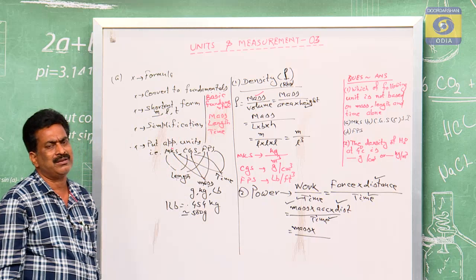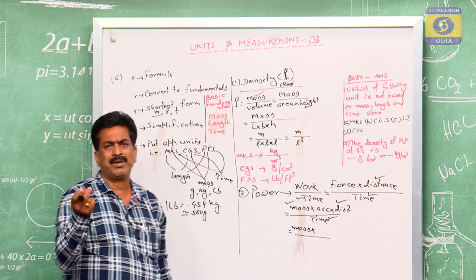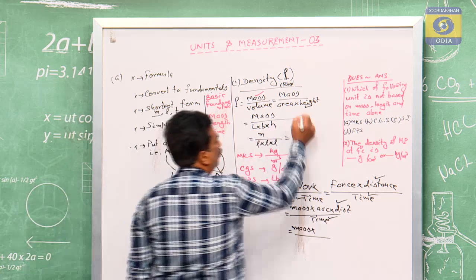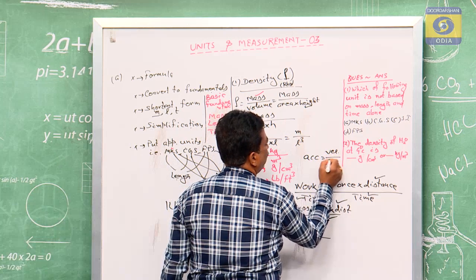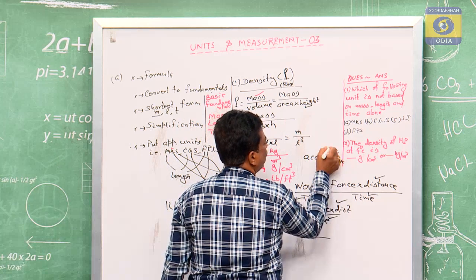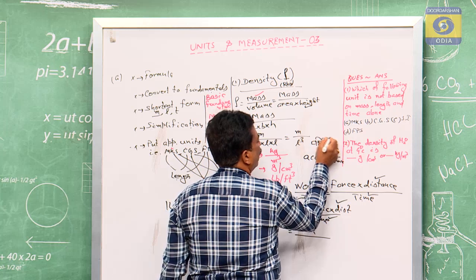What is the formula behind the acceleration? In Odia that is the Torano. Torano is equal to the Sundari Bega Vibhakta the Samaya. So acceleration is equal to velocity by time. In Odia, velocity is called the Parivega.